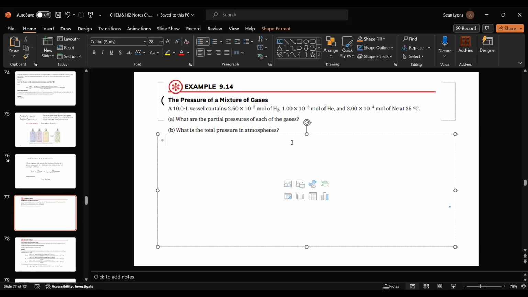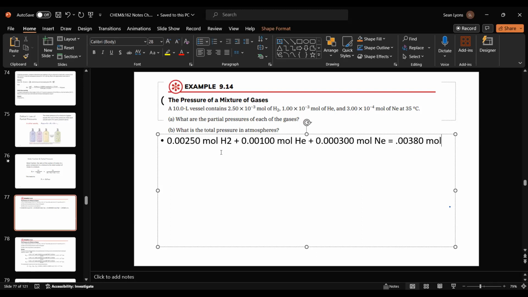But if we think about the total moles, we've got 0.00250 moles of H2 plus 0.001 moles of He plus 0.0003 moles of neon. So altogether, we're going to have 0.00380 moles.